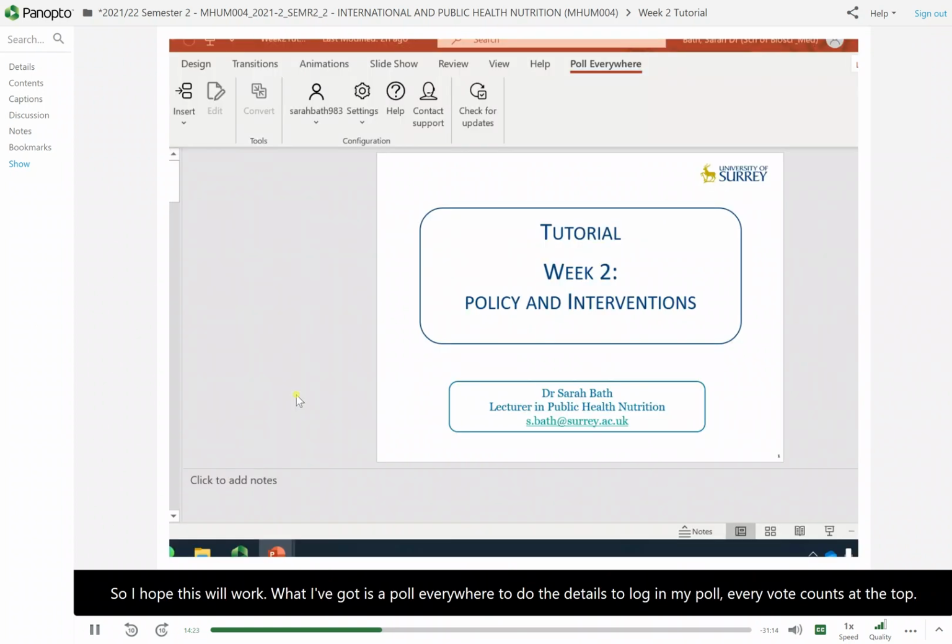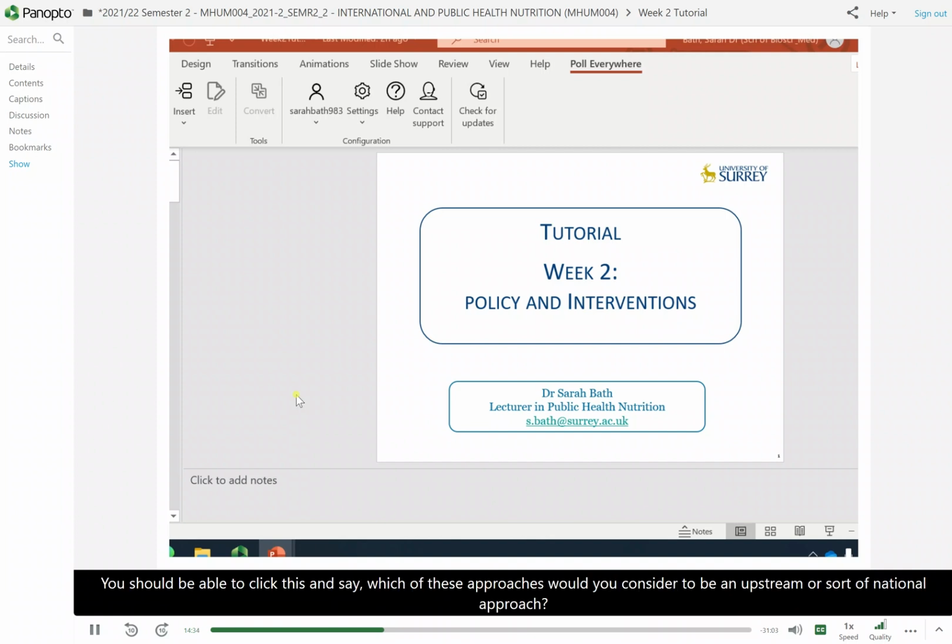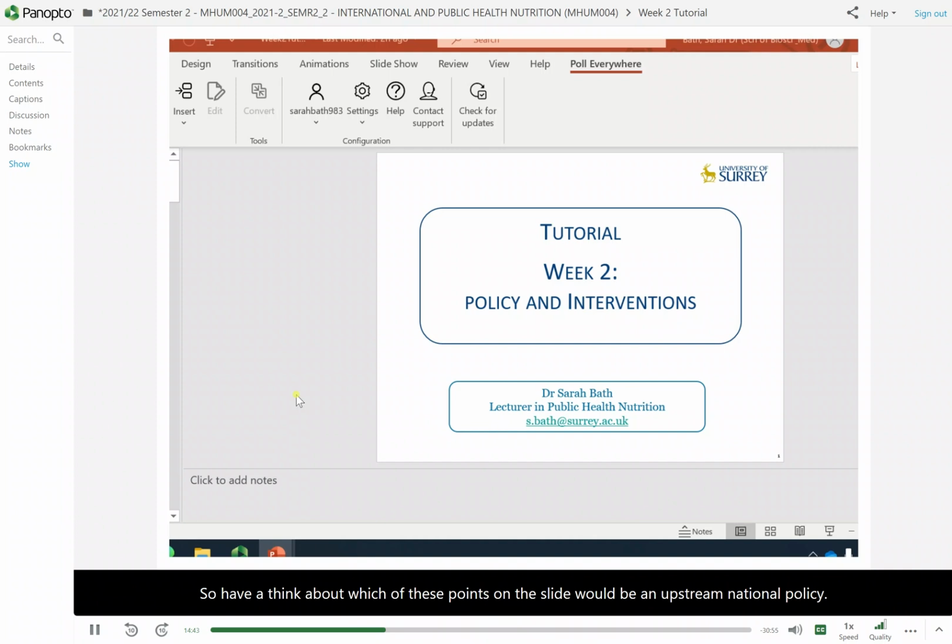So I hope this will work. What I've got is a Poll Everywhere to do. The details to log in to my Poll Everywhere account are at the top. You should be able to click this and say which of these approaches you would consider to be an upstream or national approach. So have a think about which of these points on the slide would be an upstream national policy. And I hope that's going to work, that you can see that image and click it. Oh good, something is working. Fab. Good.